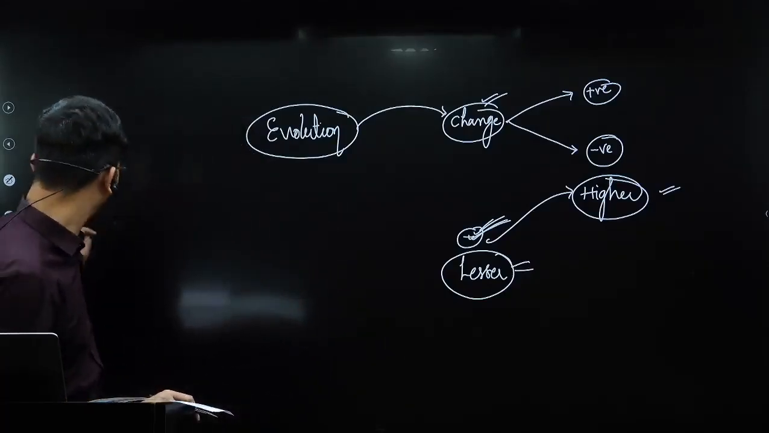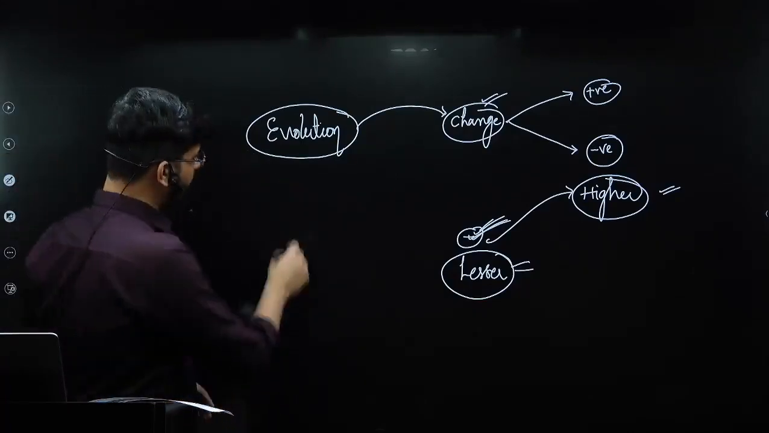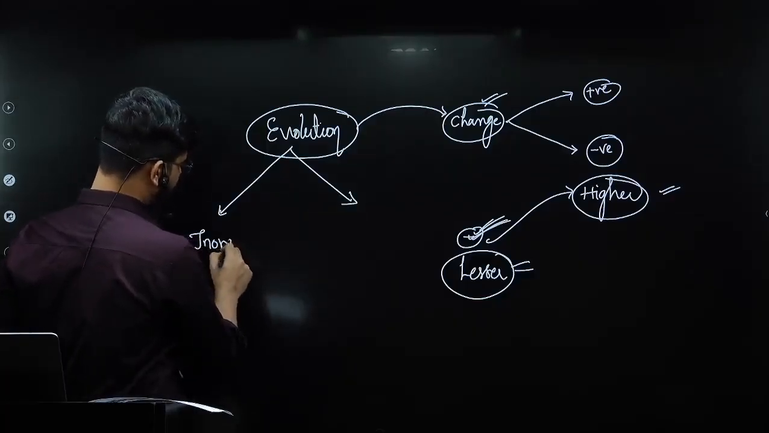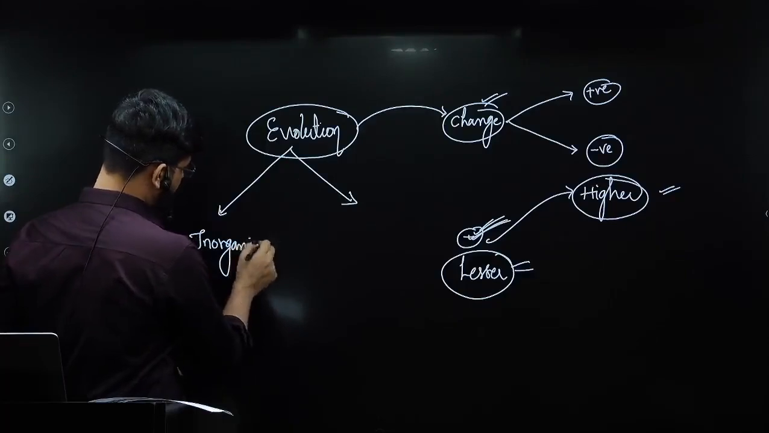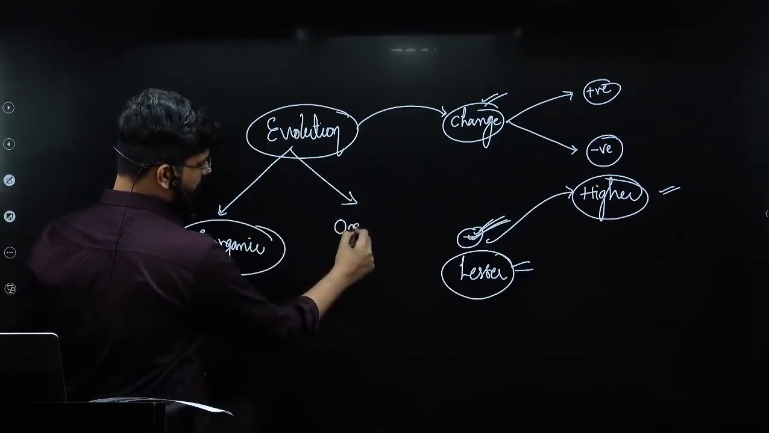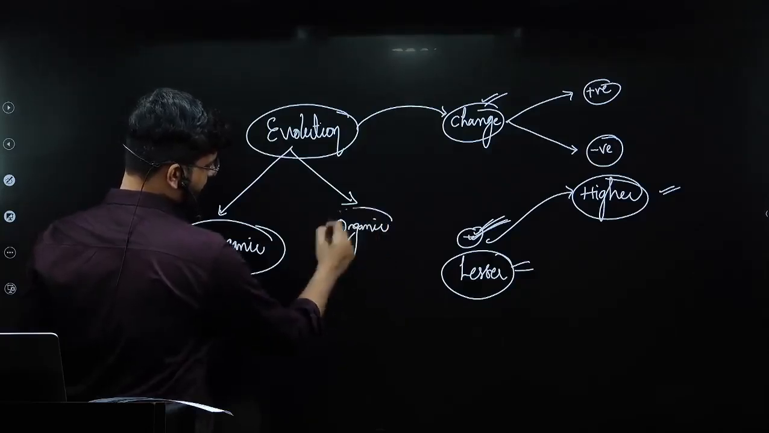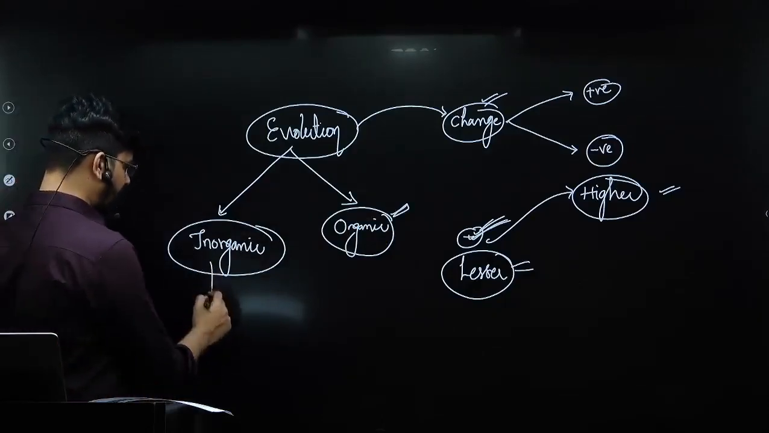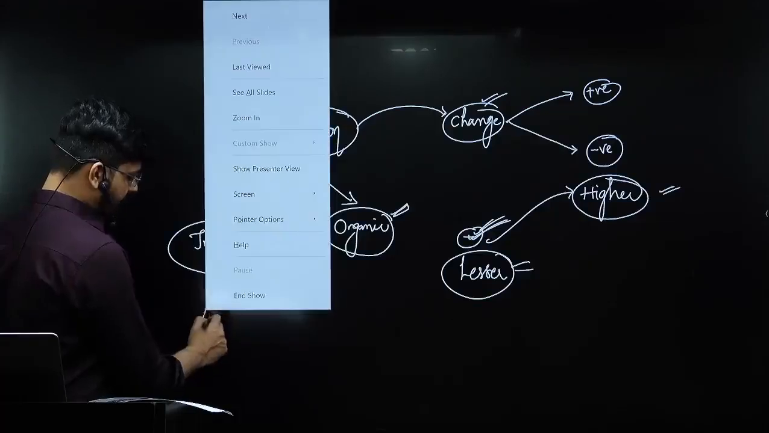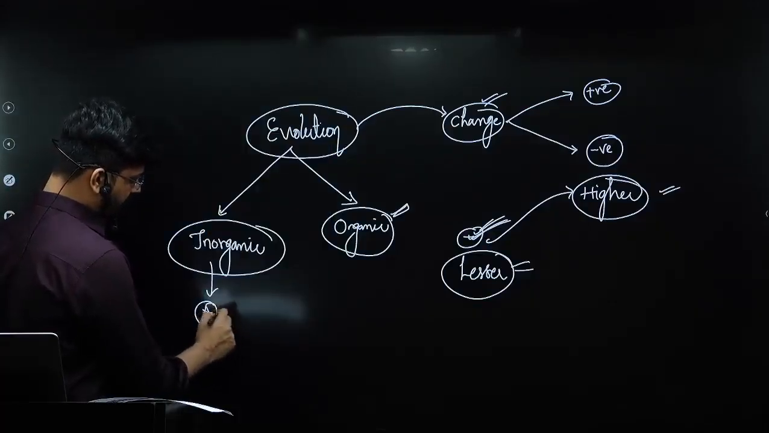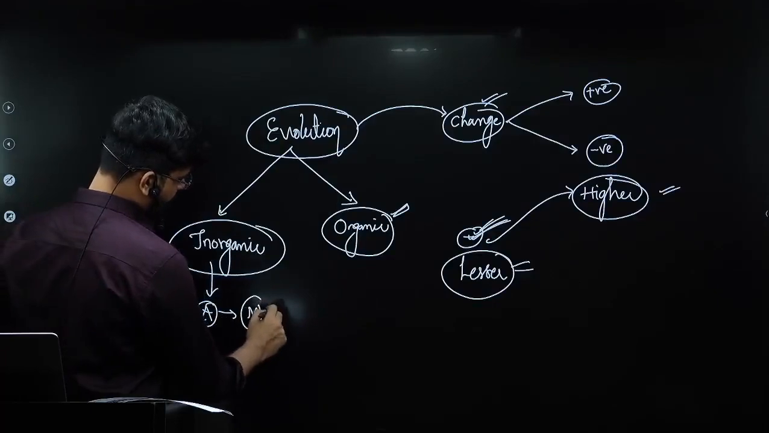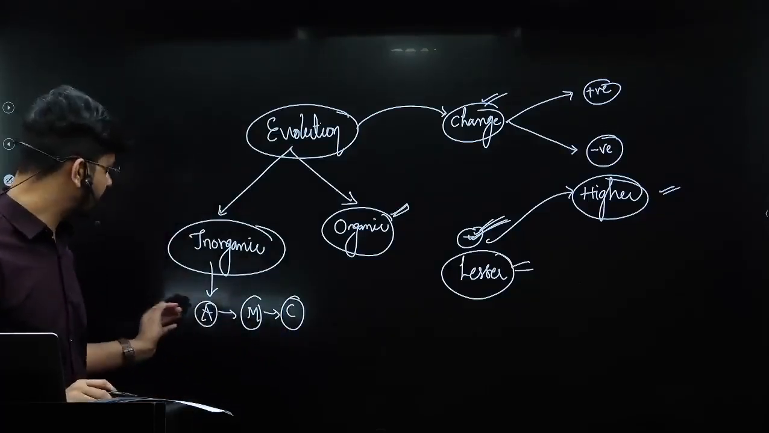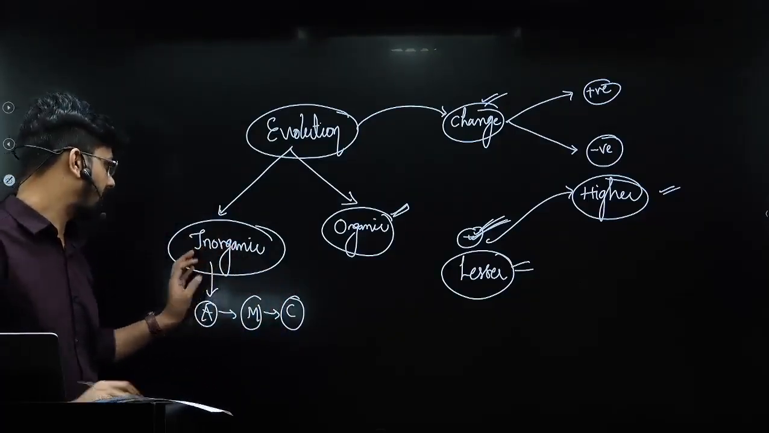Now coming to organic evolution. Evolution can be of two types: inorganic and organic. Inorganic means, as I have told you, without life, and organic is something which has life. In inorganic evolution, you have atoms, atoms combine to form molecules, molecules combine to form larger compounds, and so on. This is the evolution of inorganic items.